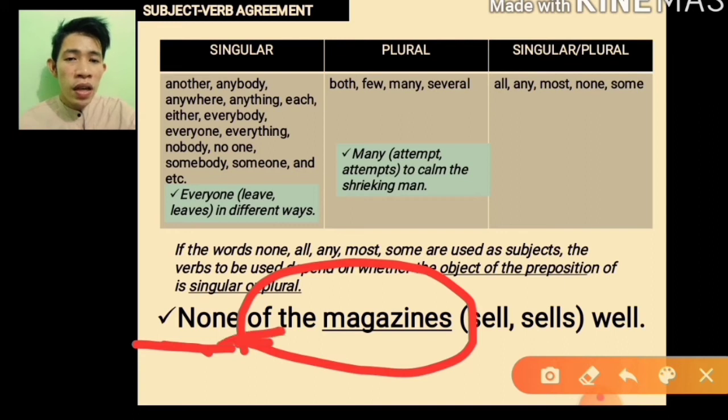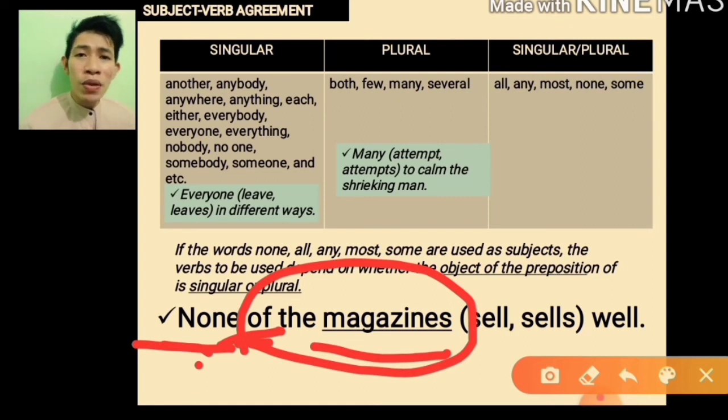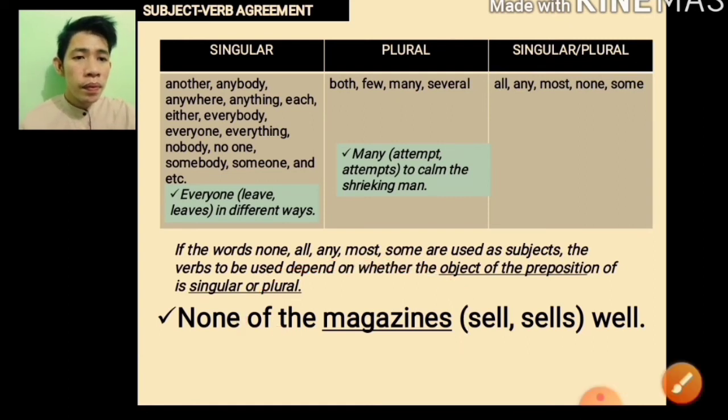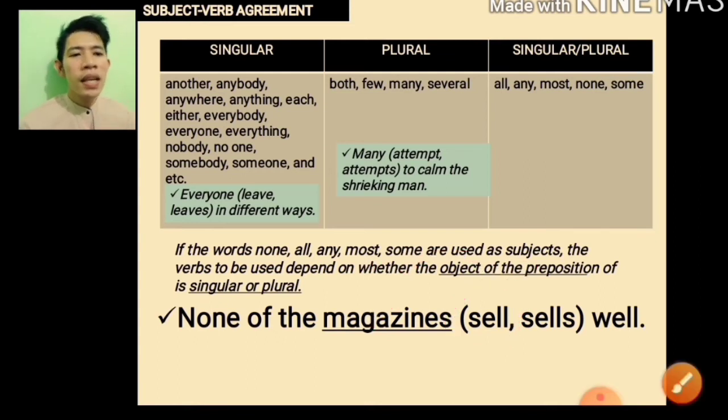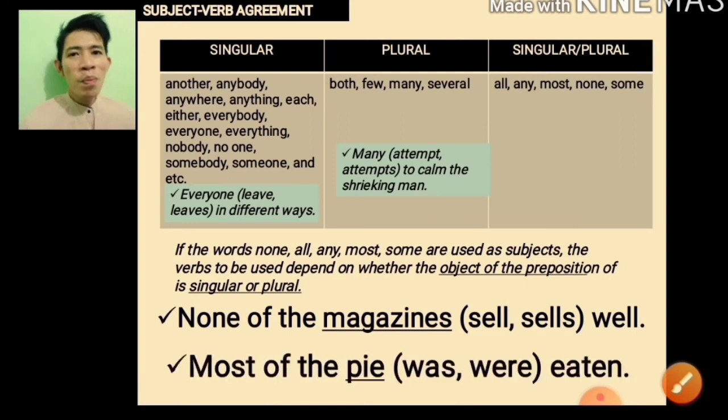Start with the word of. Now, where is the object of the preposition? The object of the preposition here is the word magazines. And the word magazines is singular or plural? Plural siya kasi it ends with S. So, the verb that we will be using is sell. Agreeing with the magazines. Okay? Another example. Most of the pie were eaten.